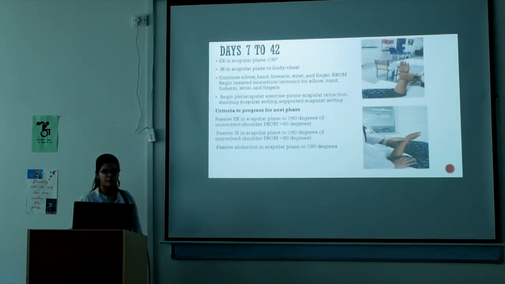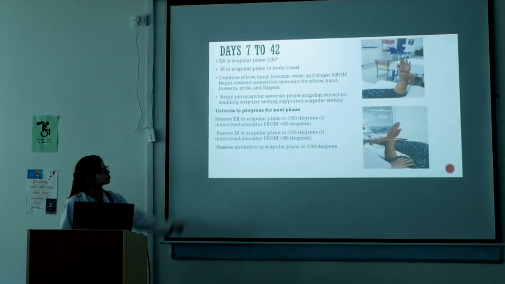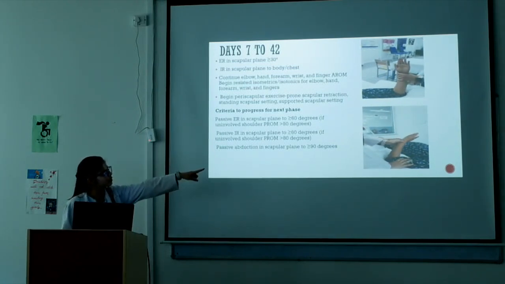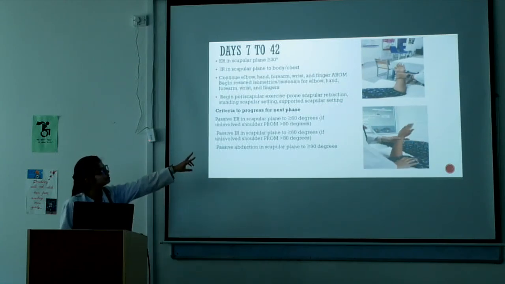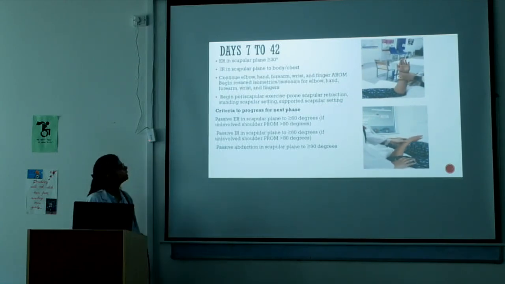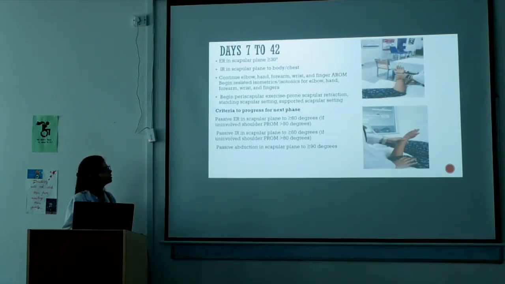From day 7 to day 42, that would be external rotation in the scapular plane, as shown in the first video, and internal rotation in the scapular plane, more than 30 degrees. Both the movements will be more than 30 degrees, and we'll begin with the periscapular exercises. The criteria to progress to the next phase: passive external rotation in the scapular plane of more than 60 degrees and passive internal rotation in the scapular plane of more than 60 degrees.